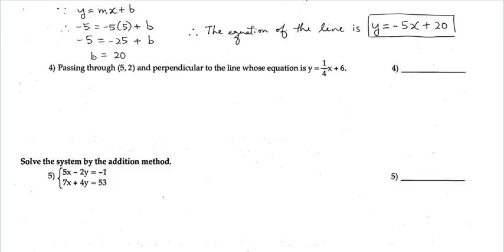Find the equation of the line, again in the slope-intercept form, passing through 5, negative 2 and perpendicular to another line. We want to find the slope and we need a point. We got a point already, 5, negative 2, but they did not give us the slope. But they give us something else. They're telling us there is a perpendicular line. What happened to their slope?